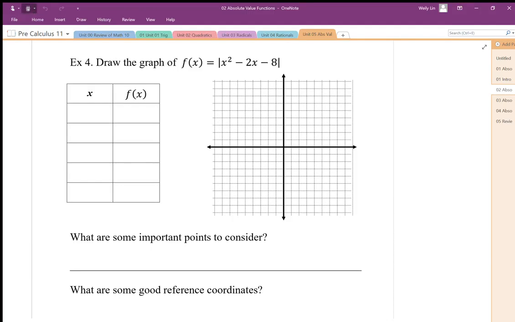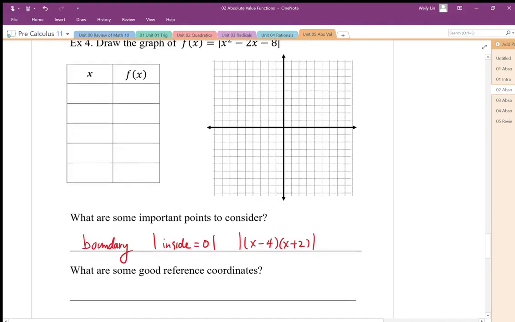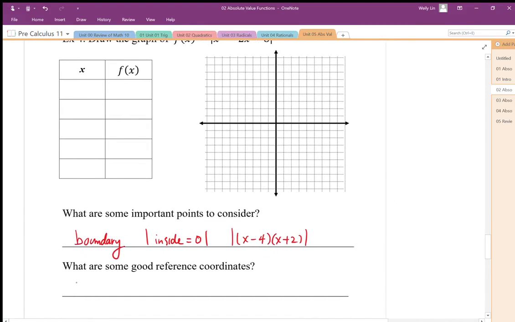Well, again, the most important point to consider here is our boundary, or when the inside equals 0. We can find that by factoring the inside. We end up with two numbers that multiply to -8 and add to -2: -4 and +2. So our boundary is represented at x equals 4 and x equals -2. Those are going to be important boundary points, our reference points. That's where the graph bends.